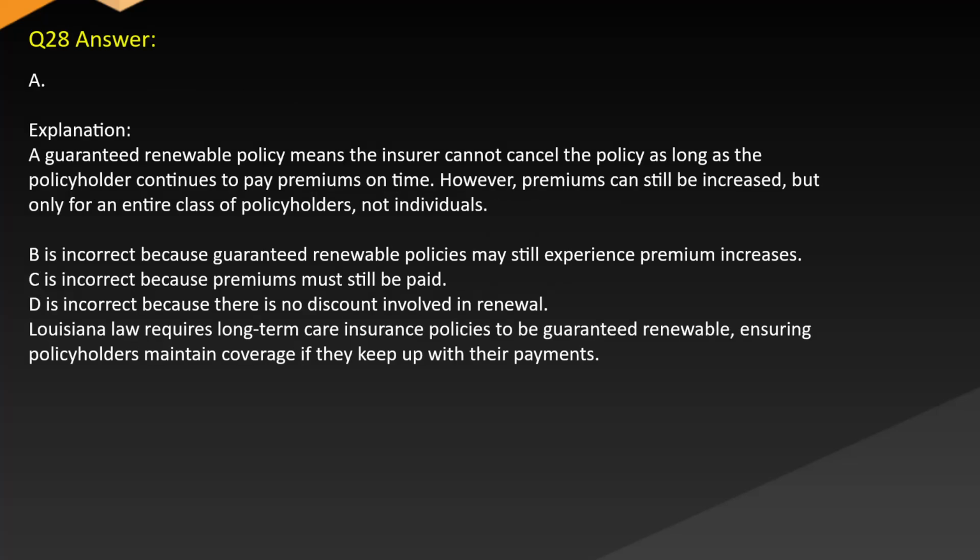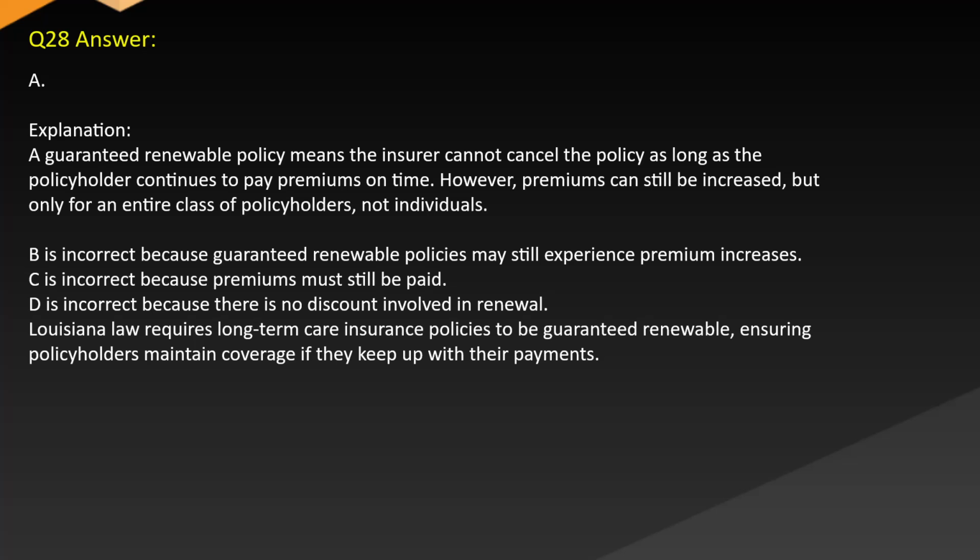Answer A. Explanation. A guaranteed renewable policy means the insurer cannot cancel the policy as long as the policyholder continues to pay premiums on time. However, premiums can still be increased, but only for an entire class of policyholders, not individuals.